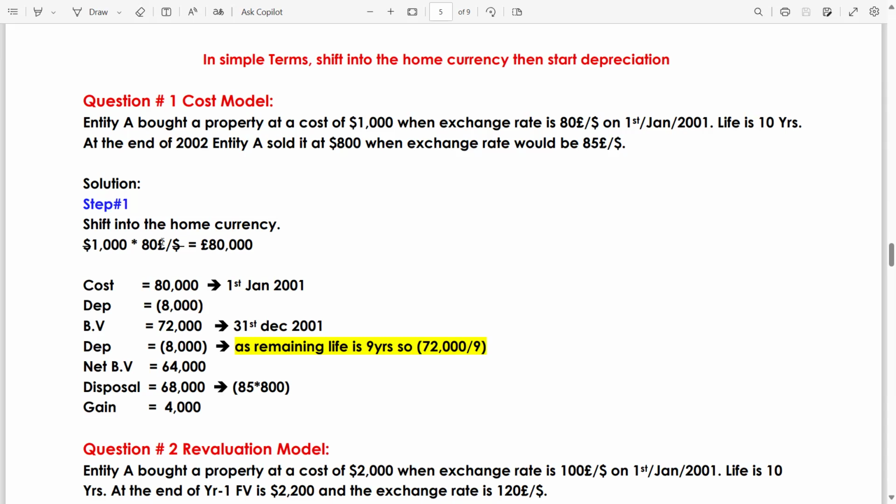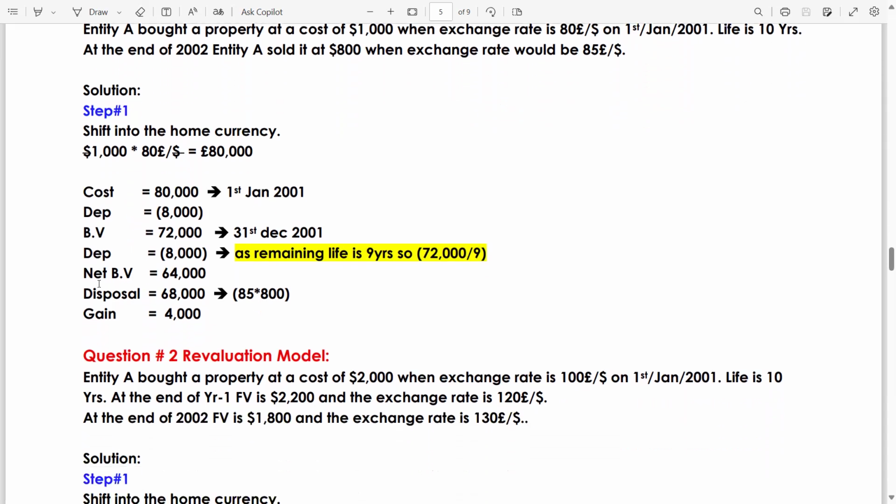Pound is in the denominator and the dollar is in the numerator. So what will you do? Of course, in that case, you have to divide it. 1000 divided by 80 gives you the GBP figure. So you have to be skeptical and attentive.